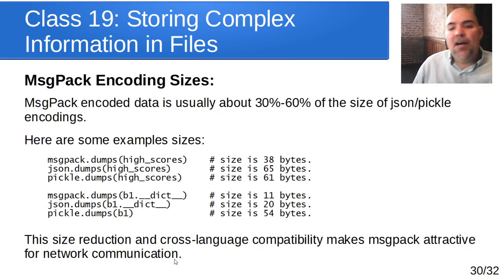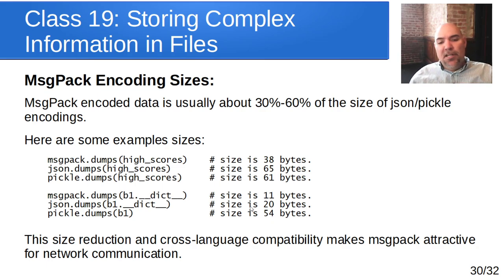And to give you an idea of how much smaller it is than JSON and Pickle, I did encodings of those high scores and that ball object in each of these and printed out the size. So msgpack.dumps of that high scores list was 38 bytes using MessagePack. It was 65 and 61 using JSON and Pickle. So notice much bigger in the other two. And for dumping a ball object instance, which remember had an X and a Y position, it came out to be 11 bytes in MessagePack, 20 bytes in JSON, 54 bytes in Pickle. So much bigger in Pickle, almost five times the size of MessagePack.